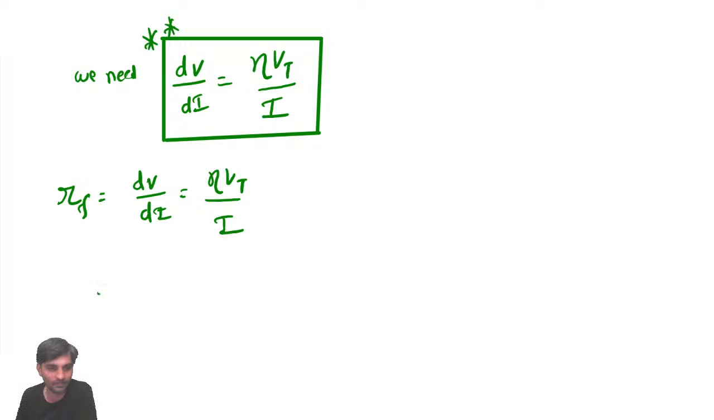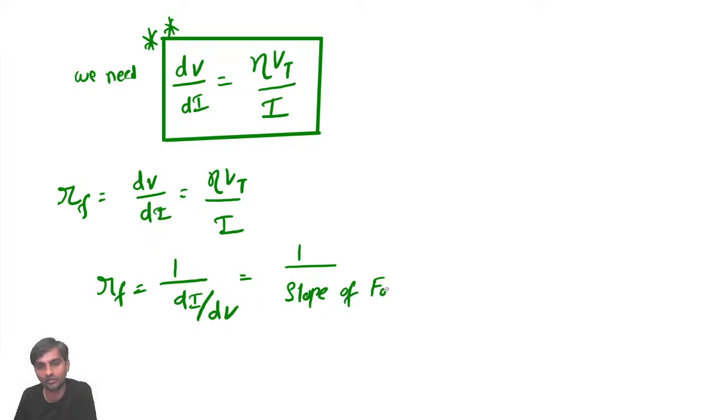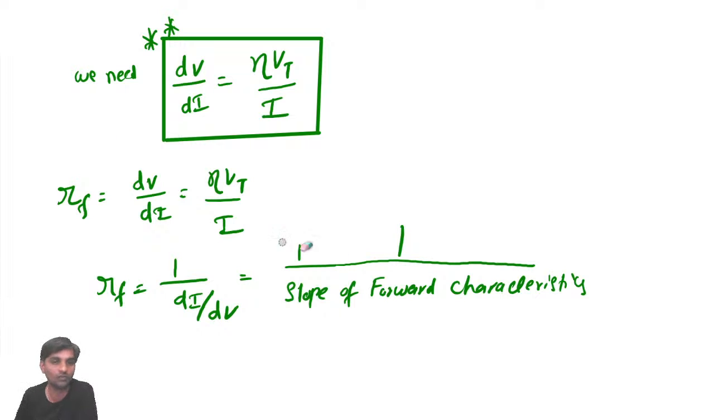Or if you want to write it in a different way, RF is equal to 1 by di by dV. di by dV is nothing but 1 by the slope of the forward characteristics. So this is going to be 1 by the slope of the forward characteristics. If you know the slope of the forward bias characteristics, then you can calculate RF very easily, because it is simply the reciprocal of that.